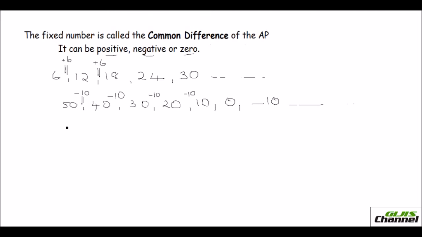It can also be 0. Say for instance, if I just write 2, 2, 2, 2, then this is also an arithmetic progression with the common difference. I haven't added anything, right? It's plus 0. So the common difference can either be positive or negative or 0.